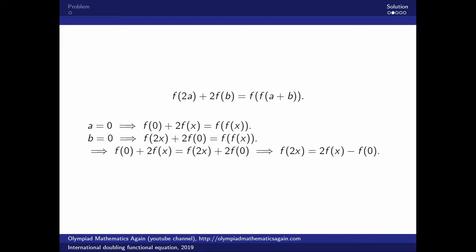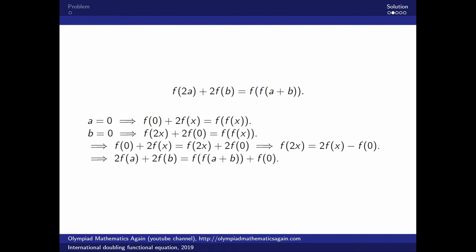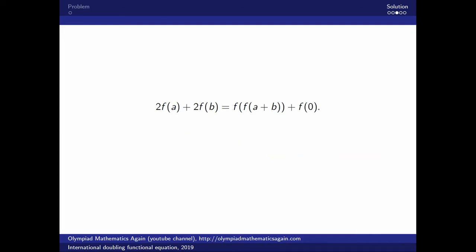So now we can use this to rewrite the original equation, to rewrite f(2a) in terms of f(a). If we do this, then we obtain this equation. So now we are going to use this equation instead of the original one. Okay, so that's what we have.